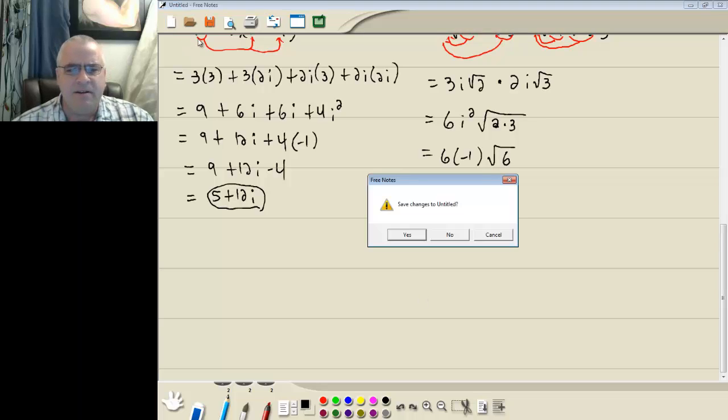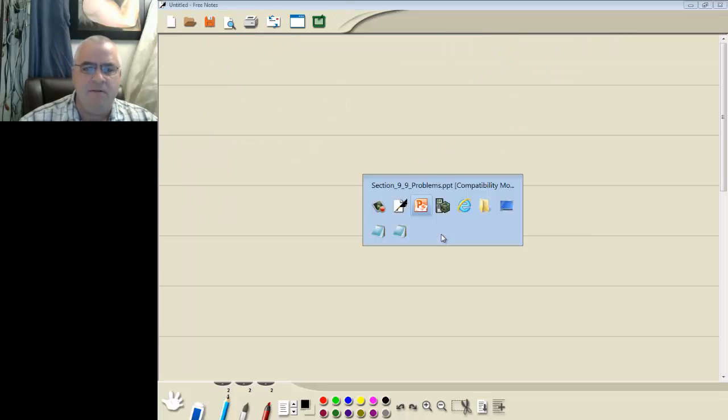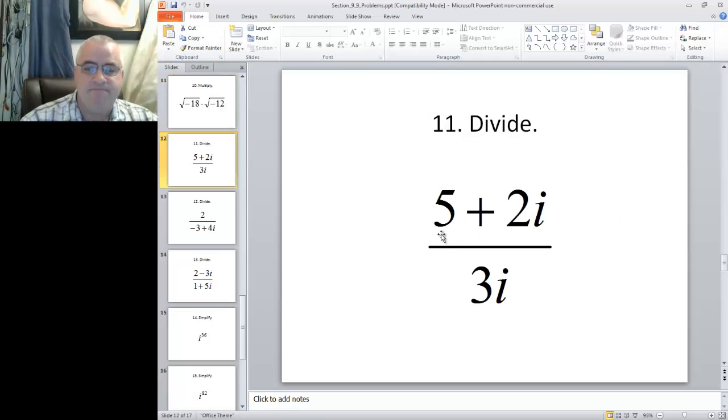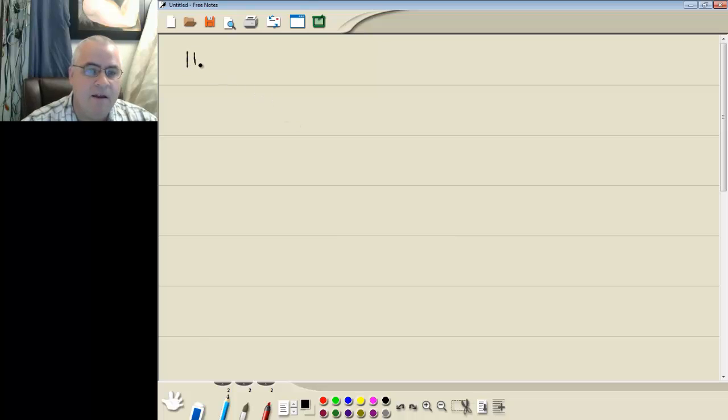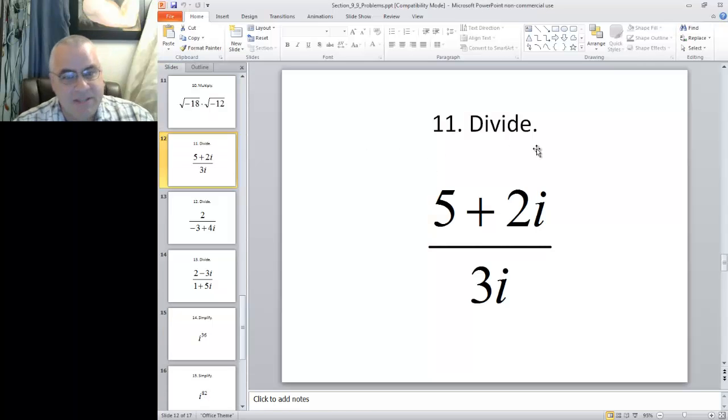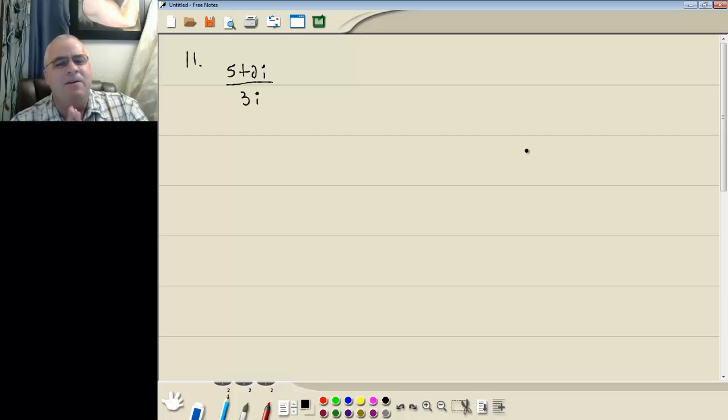Now these, let me start a new page. These next problems involve what looks like division. So we got 5 plus 2i over 3i. And I know it even says divide. Well, the main thing here is not necessarily the division. Our main goal is to put it in standard form. And some books will actually just say simplify, because it's then implied. And standard form means we don't want i down in the denominator.